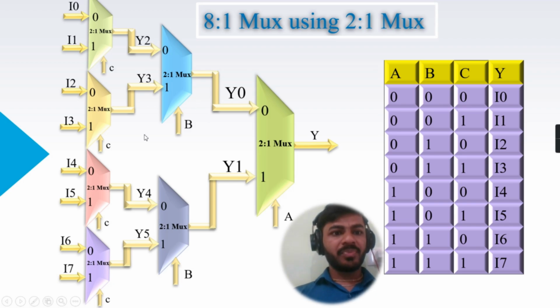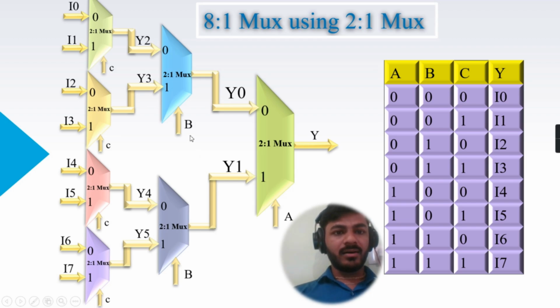Okay, so let's understand if my select line C is equal to 0. From this first 2 is to 1 mux, I0 will be routed to Y2. From this 2 is to 1 mux, I2 will be routed to Y3. From this 2 is to 1 mux, I4 will be routed to Y4, and from this 2 is to 1 mux, I6 will be routed to Y5.